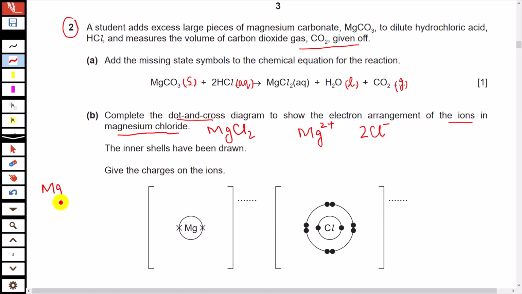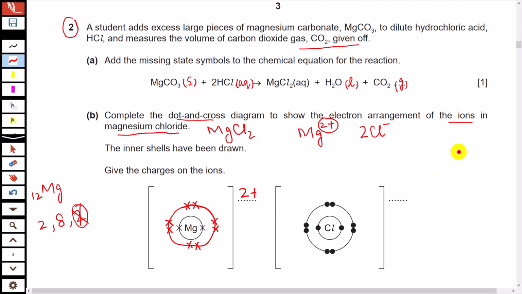Actually magnesium has 12 electrons, so its electronic structure would be 2, 8 and 2, but when it loses 2 electrons, one of the shells is lost. Now there should be 2 shells. So here we have the first shell that carries 2 electrons. So you have to draw another shell and it will carry 8 electrons. So 8 crosses like this, and after losing these 2 electrons, the charge on magnesium will be 2 positive.